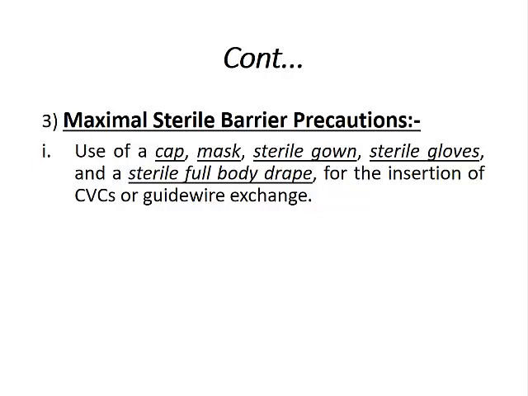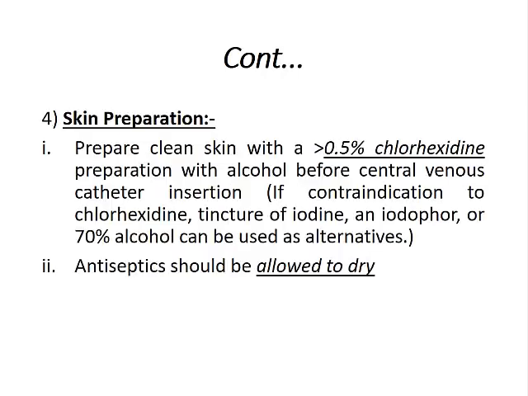Then maximal sterile barrier should be used, for example wearing a cap, mask, sterile gown, sterile gloves and full body drape, and these protocols must be observed while inserting the double lumen catheters and also while exchanging over guide wires. Then comes the skin preparation. The skin must be cleaned with 0.5% chlorhexidine, preferably. If chlorhexidine is not available, then we can also use tincture of iodine and 70% alcohol as alternatives. And the important point which I want to highlight here is that the antiseptics should be allowed to dry before proceeding.